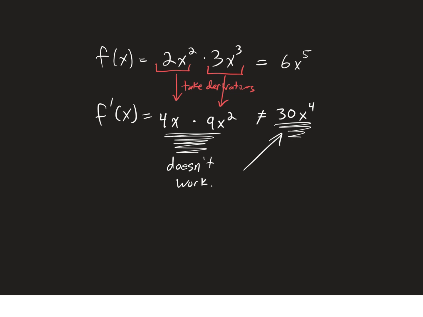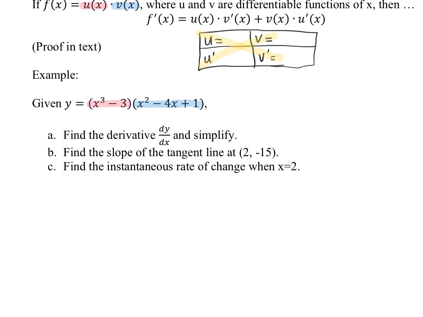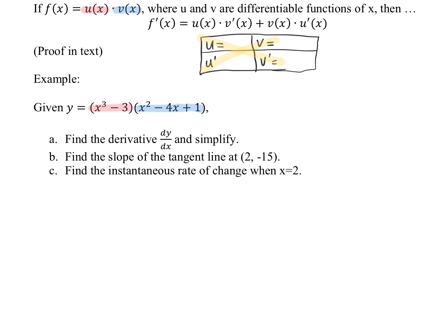Okay, having seen that, let's go back and look at the process that we actually have to use. Let's look at our first example. I'll leave the rule up there at the top of the screen. First of all, we would like to find the derivative dy dx and simplify. Now, I've already done the very first step, which is I have to look at the function and realize that it's actually two separate functions being multiplied to each other. But once I realize this, then we can actually apply the property. So I'm going to write down u is equal to x cubed minus 3, and I'm going to write v is equal to x squared minus 4x plus 1.